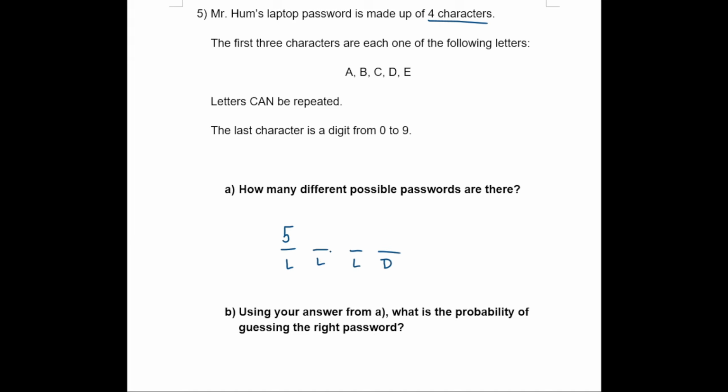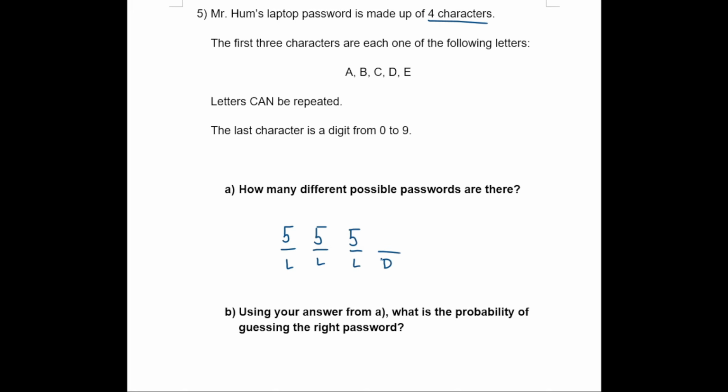My second character, my second spot, how many options do I have? How many choices do I have to fill that second spot? So I know it's another letter, right? And because letters can be repeated, just because I used, let's say, B for this first letter, I could use it again in this second letter, okay? So we still have 5 options. And same thing for my third character, the letters can be reused. So it's not like, once A is used, it can't be used again. I still have 5 options, okay? The letters can be repeated.